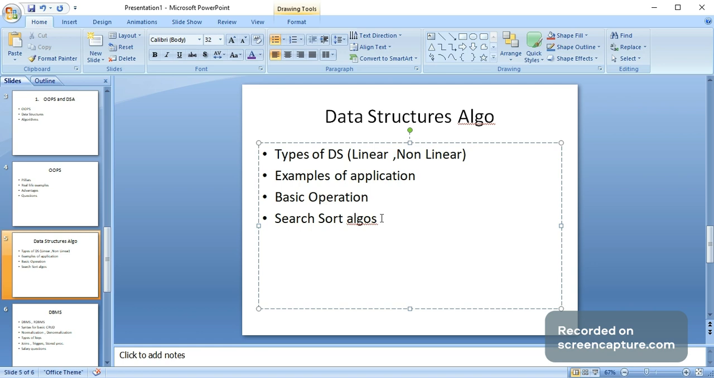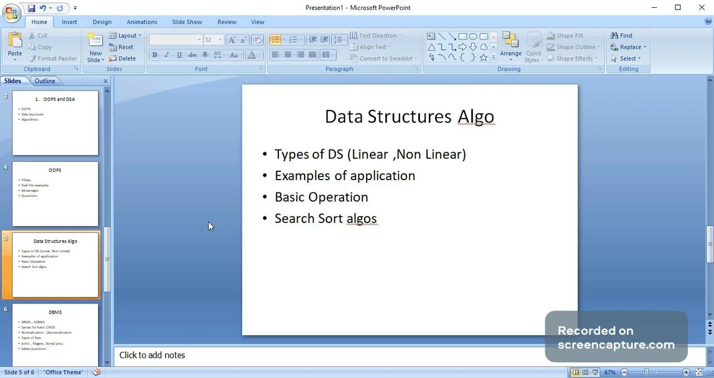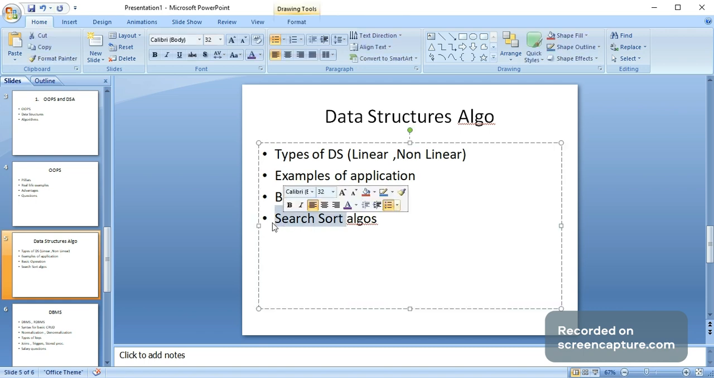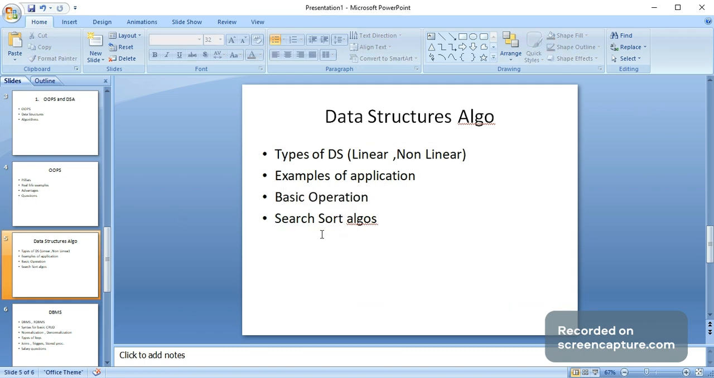Now comes the algorithm part. We don't expect many questions in algorithms, but these two things are always asked. The first is searching algorithms and sorting algorithms. Please, as I said earlier, even if you don't know how to code them, at least have knowledge about the algorithm of each and every searching and sorting algorithm, and you should know which algorithm works better.